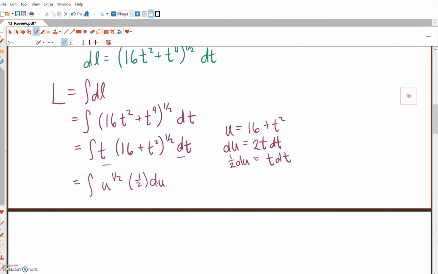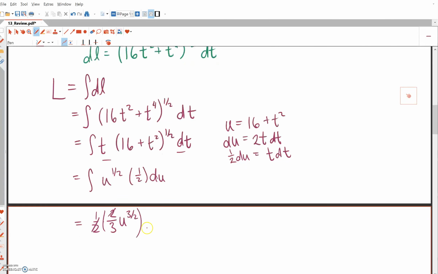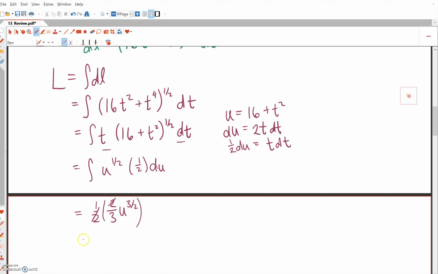Now, what are my limits of integration? Well, when I'm integrating over time, I'm integrating from 0 to 3 seconds, because that's what I'm looking at. For u, it's a little less clear, so I have to plug in some numbers. But this is something I can easily integrate. I pull out the 1/2, and this becomes u to the 3/2 times 2/3. Since I'm not sure what my limits are in u, I'm going to plug the expression for u back in. So this becomes 1/3 times 16 plus t squared to the 3/2, with limits from 0 to 3 seconds.